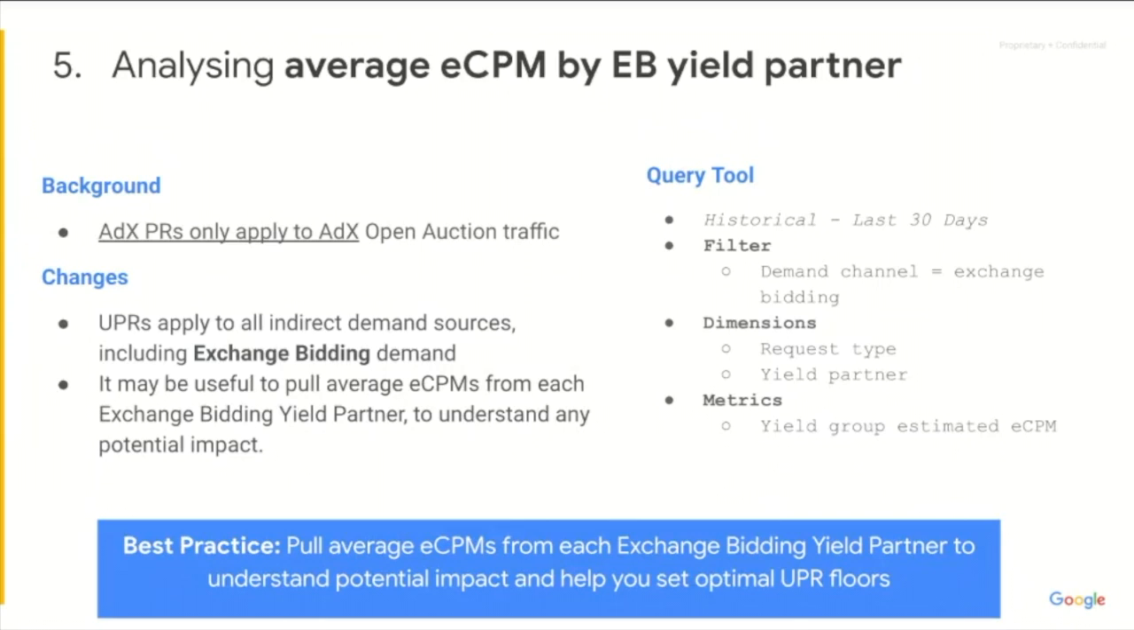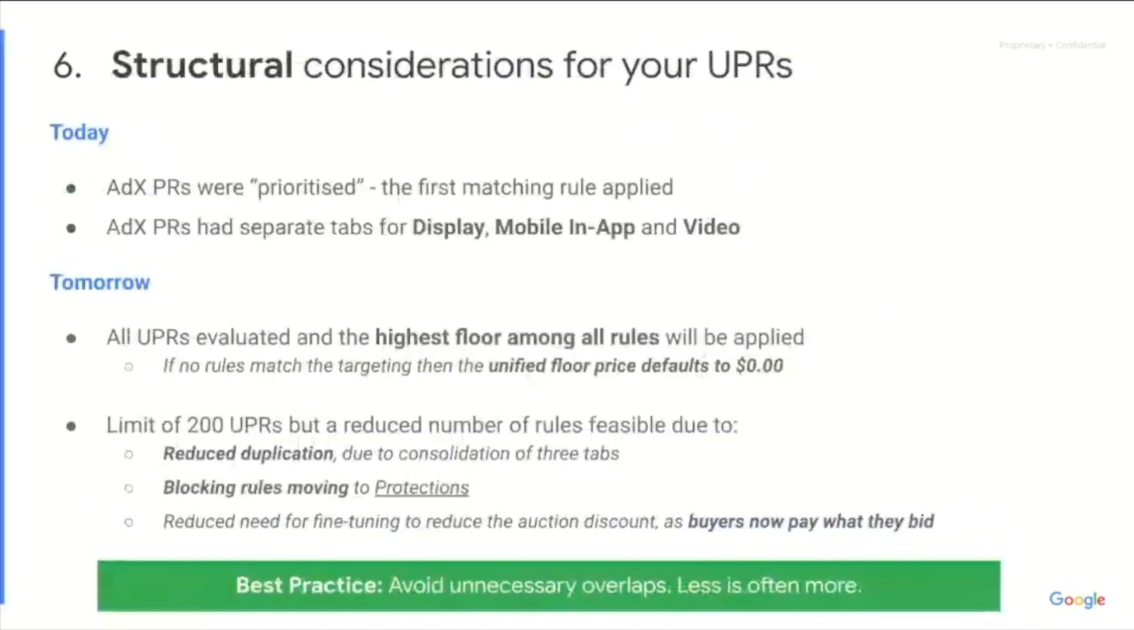Again, example report here. We look at a historical report. We filter demand channel as exchange bidding. Look at the yield partner, look at the request type, and then just look at the metrics, yield group, estimated eCPM, and this will give you a good indication. Of course, each of these reports that we're highlighting here, they're just recommended. You can tweak and refine depending on your use case and the information you need to derive.